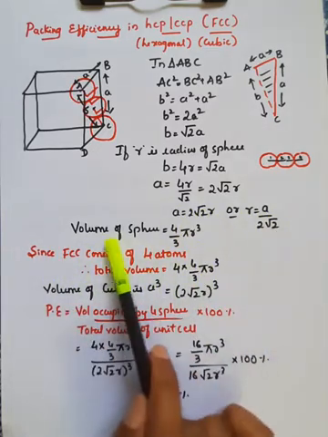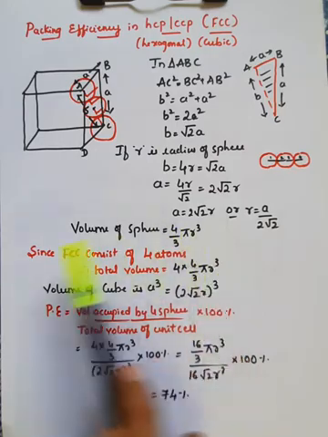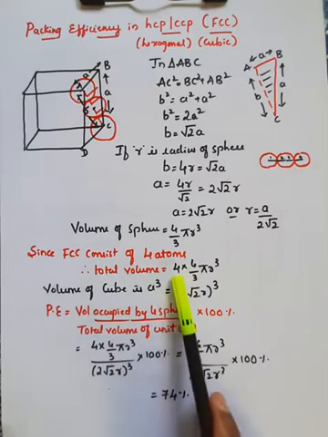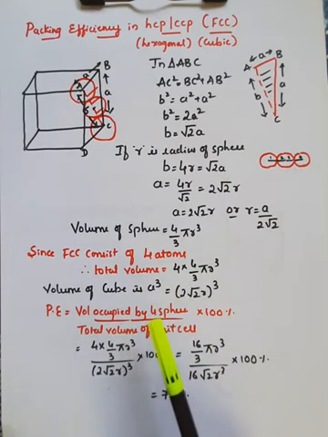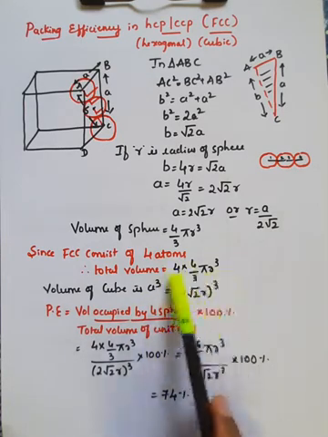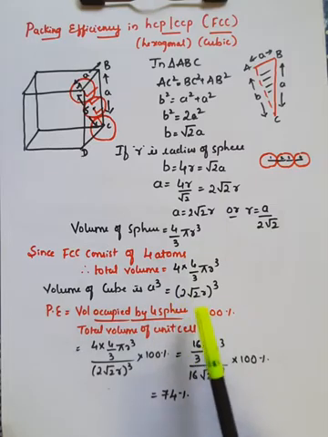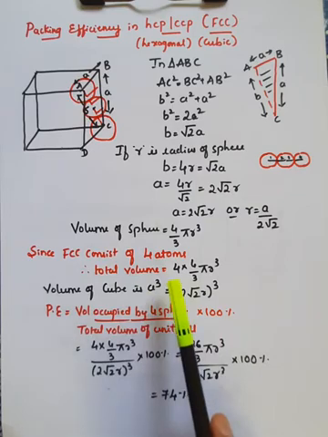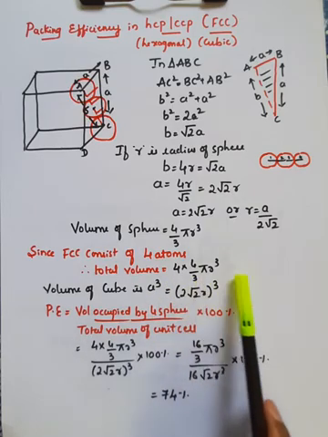Therefore the volume of the sphere is equal to 4 by 3 pi r cube. Since FCC consists of 4 atoms, the total volume will be 4 into. But in case of simple cube, what have we taken? 1 into, because simple cube consists of only 1 atom. Here the total number of atoms in the FCC unit cell is 4. Therefore we can take it as 4 into 4 by 3 pi r cube.